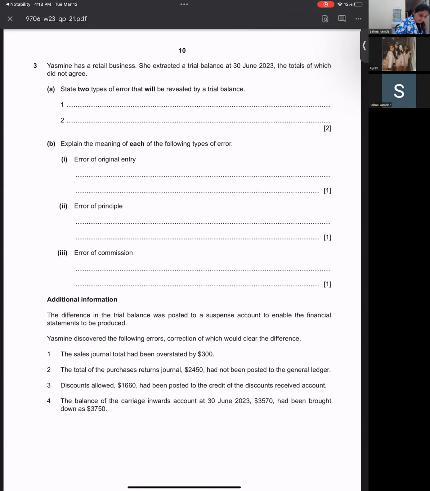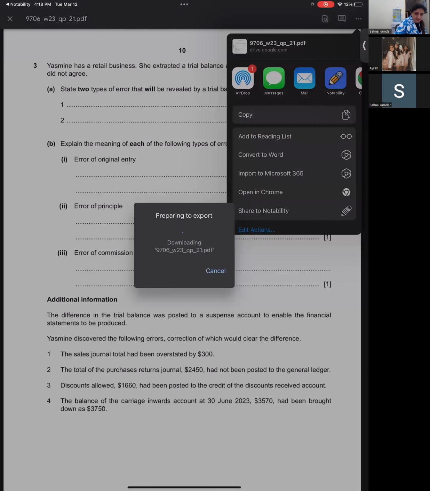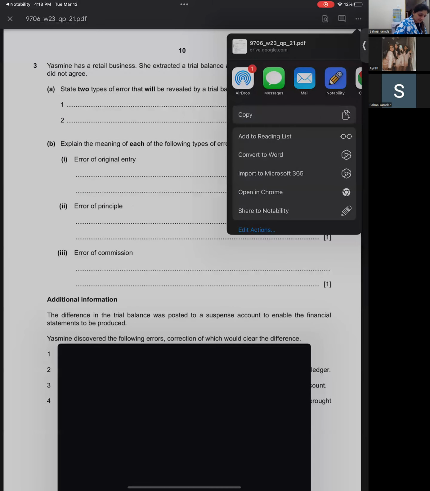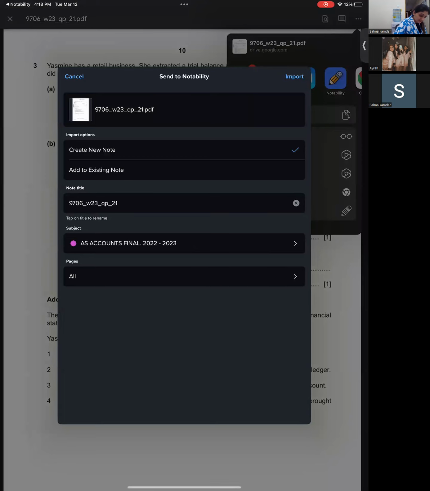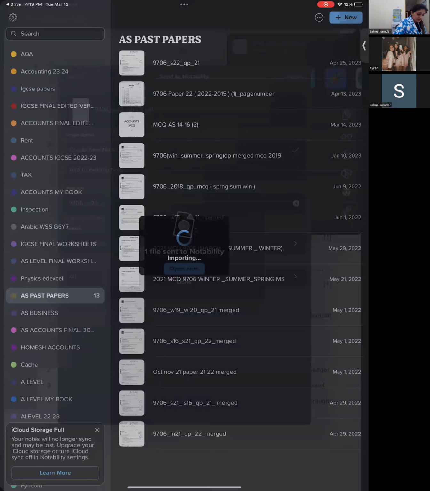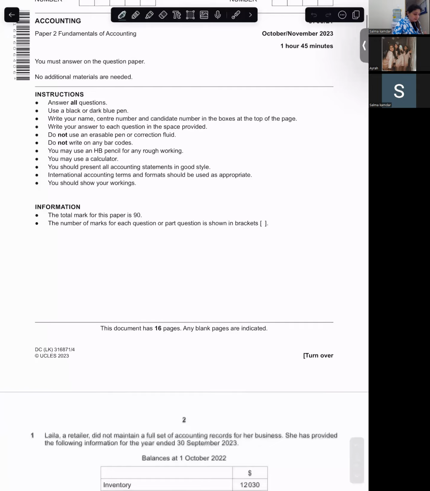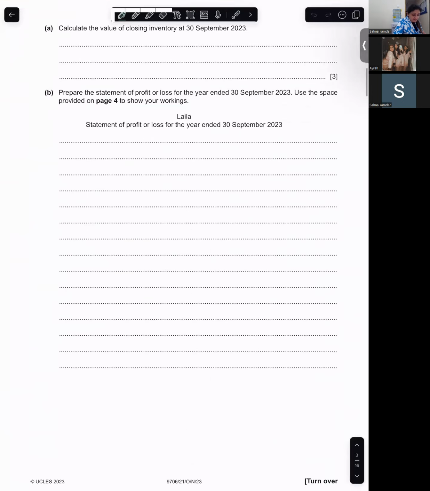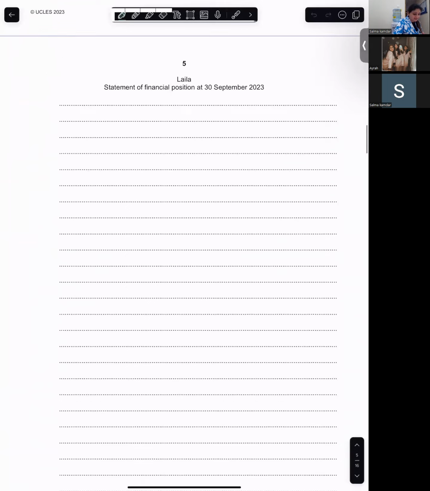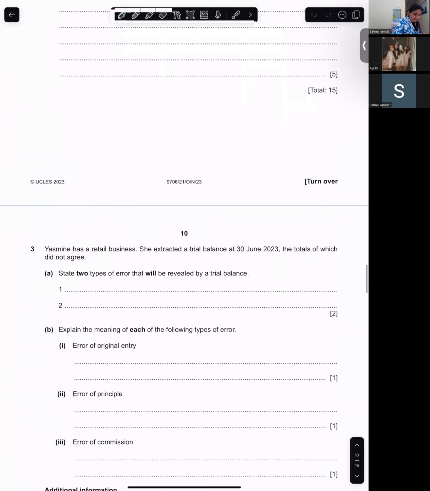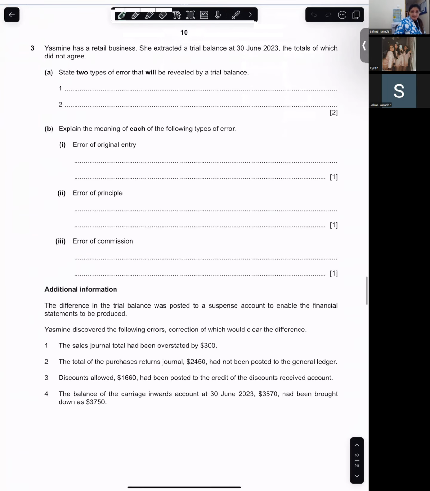Error of principle. Error of principle is what? Revenue expenditure is written as capital expenditure, and capital expenditure is written as revenue expenditure. So an expense is an expense, debit is on the debit, credit is on the credit. So how will it be revealed by a trial balance? Something where half the debit or half the credit is missing. So can I say error of partial omission? Yeah.